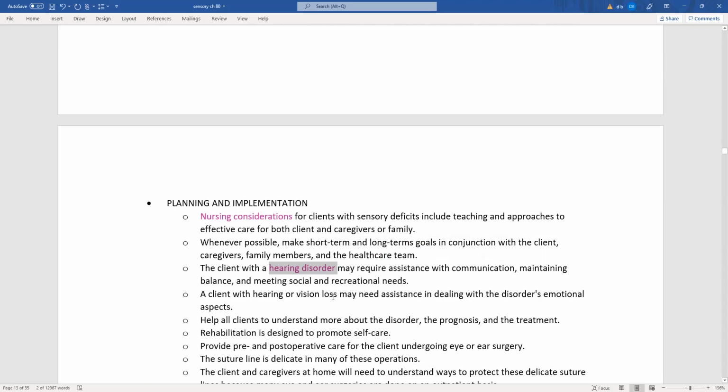A client with hearing or vision loss may need assistance in dealing with the disorder's emotional aspect.